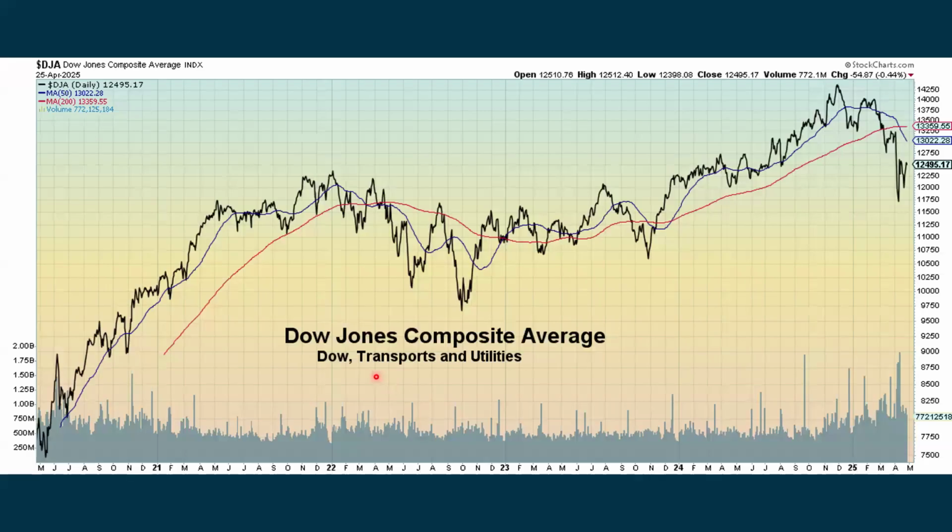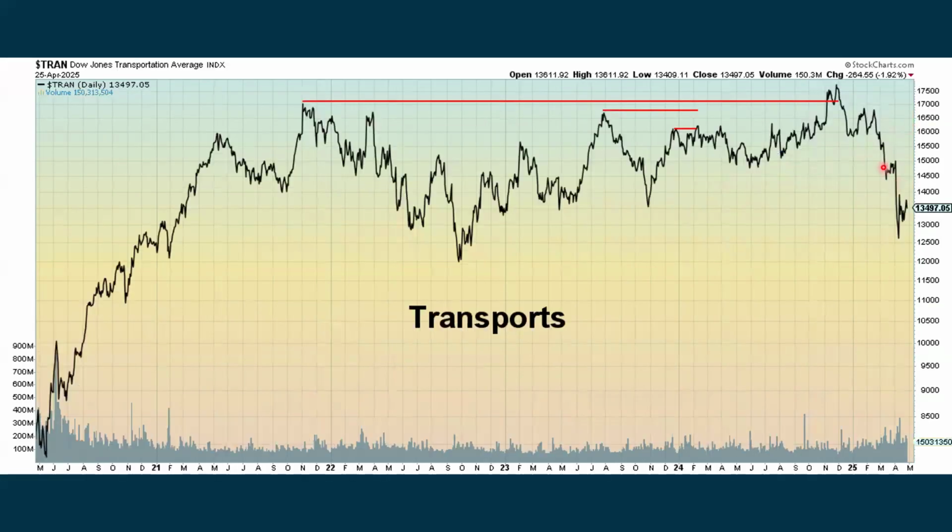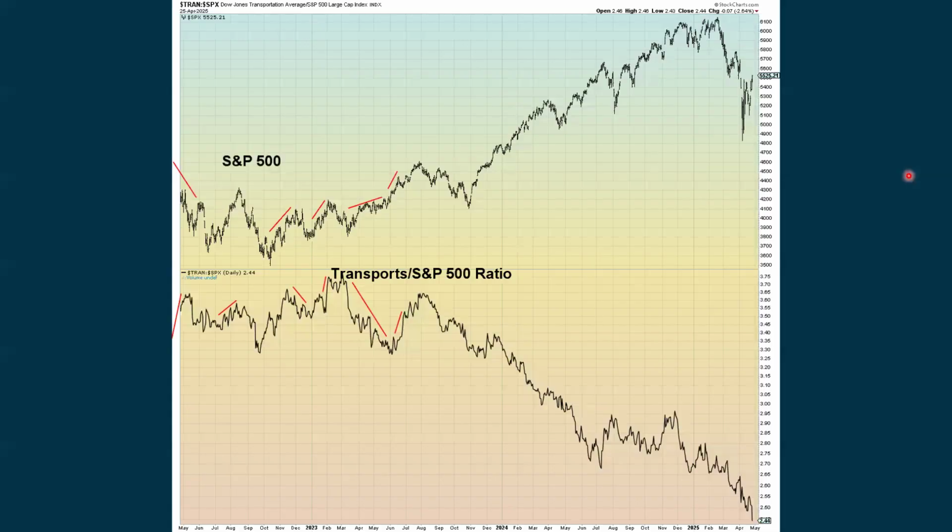Then this looks at the Dow, the transports, and the utilities and puts them together. And because of weakness in the Dow and the transports and going sideways with the utilities, this is now showing a downtrend. We look at a ratio between the Dow and the transports. When this is going up, that means the Dow's outperforming. Here are the transports, which really have not been doing all that well. They might be setting up some kind of a base here, but we need to see more follow through for that to be more positive.